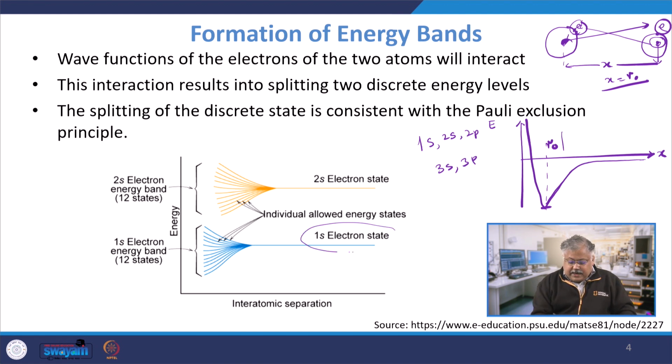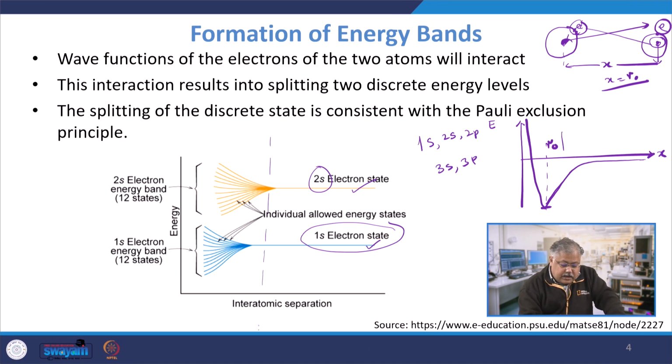Now if I take 1s electron states, S has 2 spins available to us, plus half and minus half. Similarly 2s will have 2 states available to us, but when they are very far apart, you see they are single states. When you bring them closer and closer, very near to the atomic distance, you see that the band starts to split. And these are individual allowed energy states where you allow the electrons to stay.